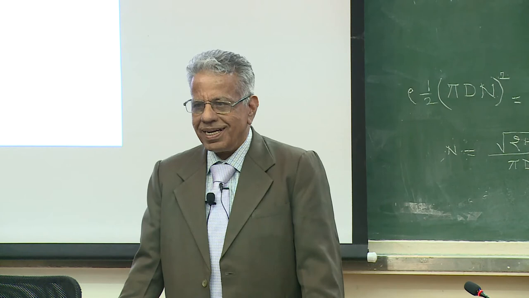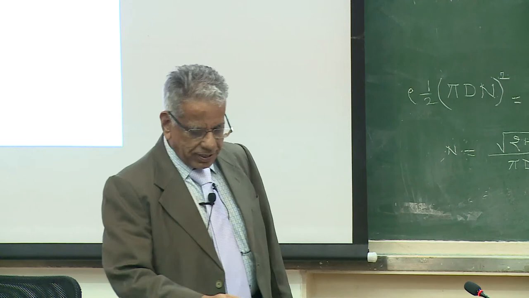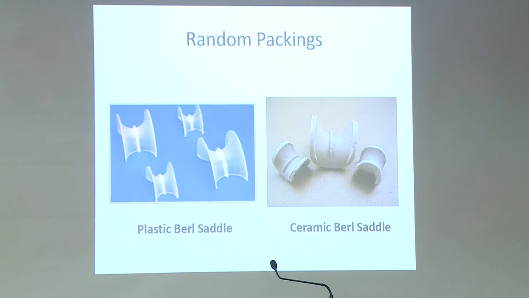So the packings, you must have seen, there are Raschig rings made of glass or ceramic, then saddles, Berl saddles, Intalox saddles.